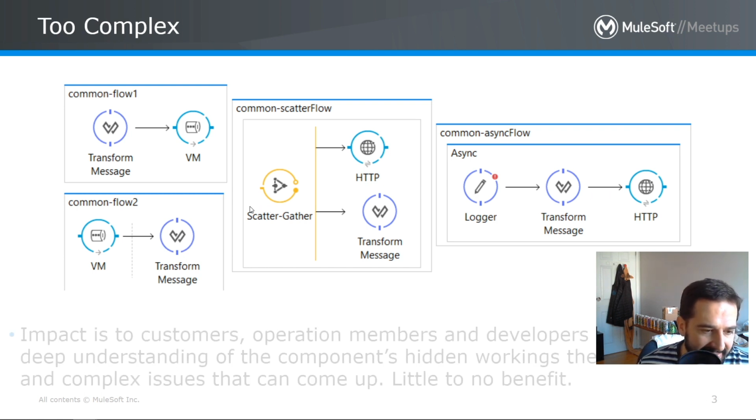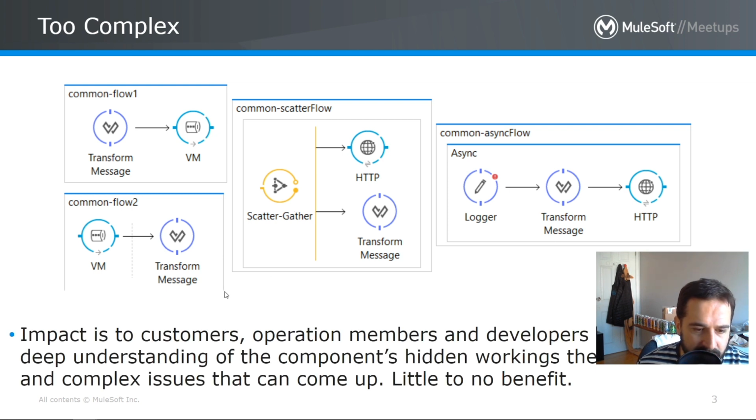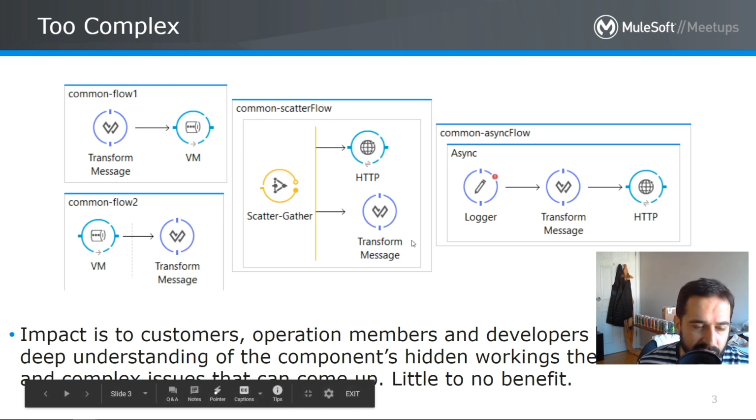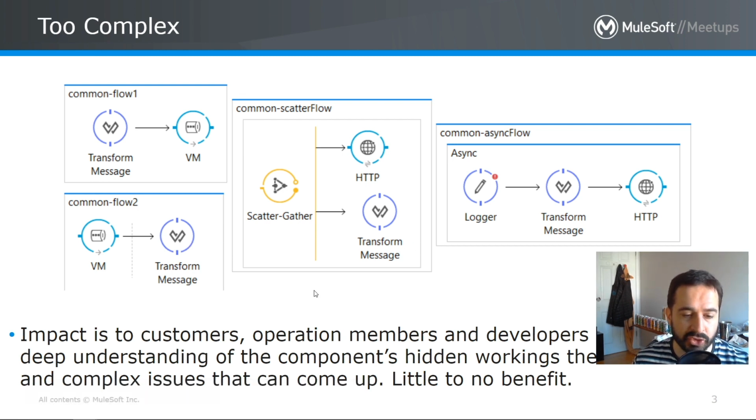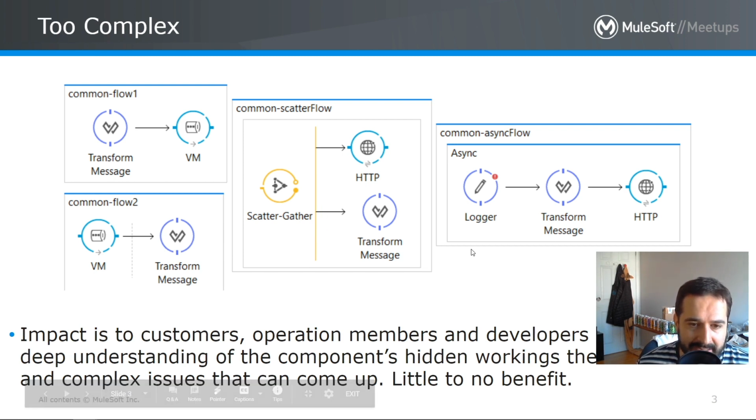So the impact of this is to customers, operation members, and developers. To customers, because these errors, of course, were affecting the output of the application. Operation members, because if your team has them, they're usually the ones first trying to debug this issue. And because these were very complex issues, almost all the time developers had to step in and try to figure out what was going on.